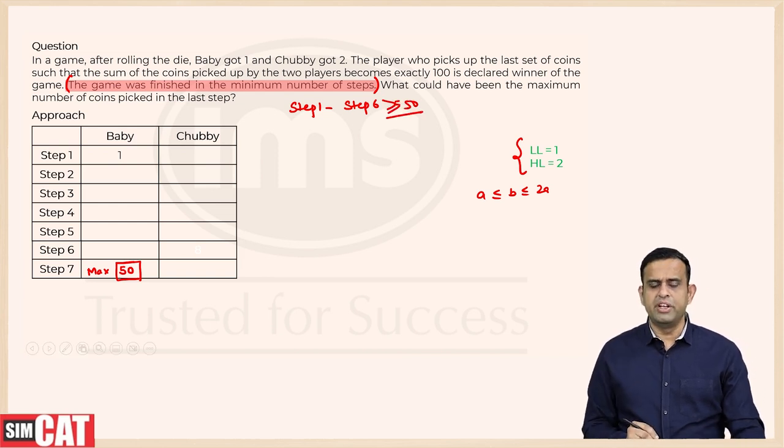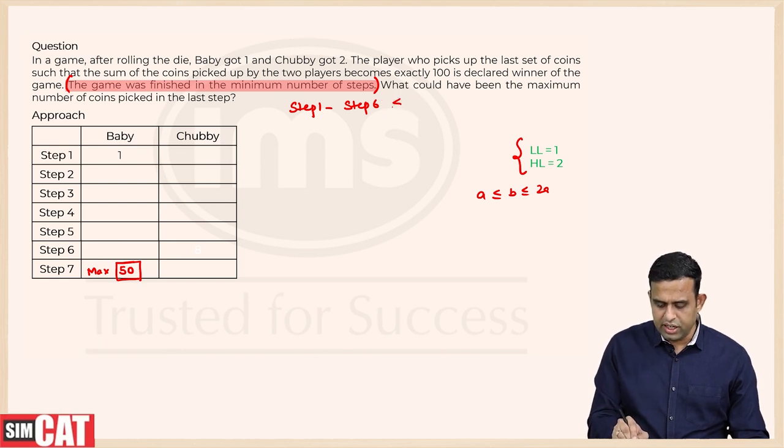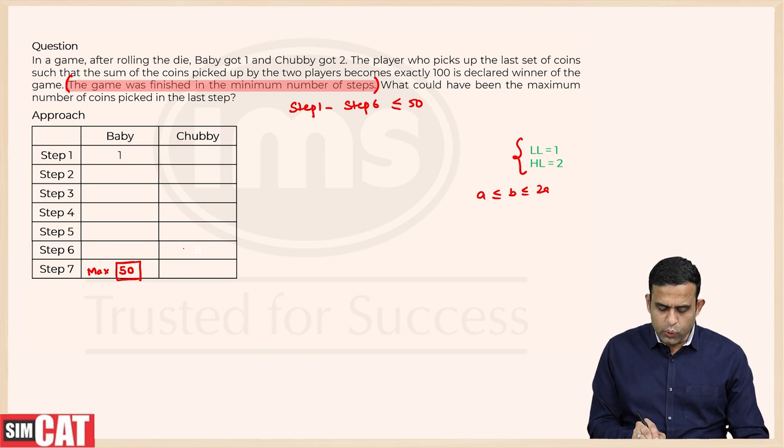Should be at least 50. Or should be less than equal to 50. Rather, one can say less than equal to 50. Let's see if I make this number. So the lowest value in step number 6 can be half of the number 50, which happens to be 25. So it has to be a 25.